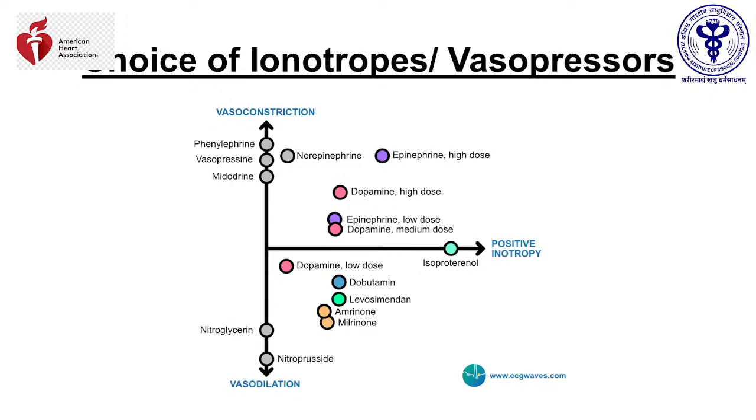When we move towards the vasodilation part, dobutamine, amrinone, milrinone, levosimendan, all those are inodilators. They will decrease the afterload and increase the inotropy. And NTG, nitroglycerin, is used in conditions like hypertensive heart failure, where the primary focus is to reduce the afterload.